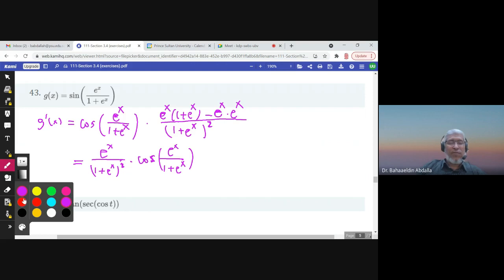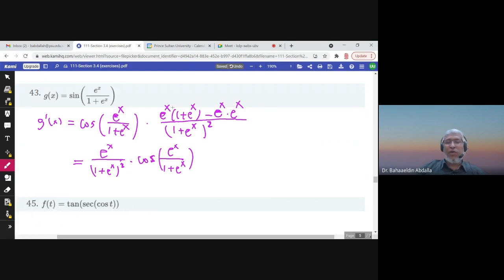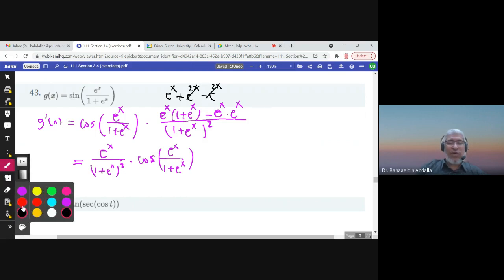I can make it more clear for you. Here, if you multiply, you get e^x plus e^(2x) minus e^(2x), and these two cancel, and you still have e^x in the numerator.